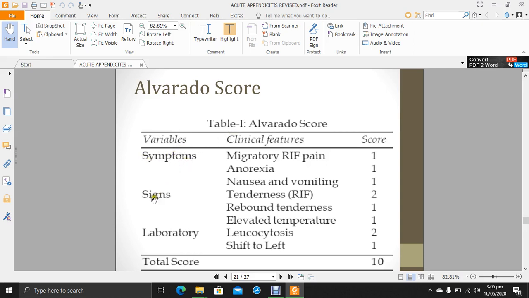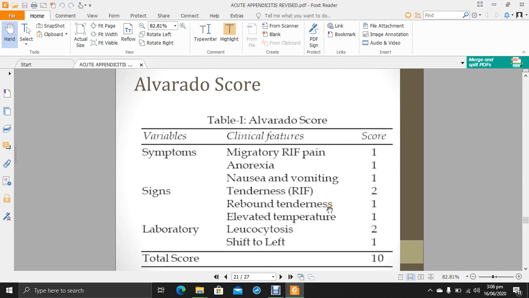So there are some symptoms, signs, and laboratory investigations. First of all, migratory right iliac fossa pain has 1 score. Anorexia 1 score. Nausea and vomiting 1 score. Tenderness in the right iliac fossa is quite significant. It has 2 score. Rebound tenderness 1 score. Elevated temperature 1 score. Leukocytosis has 2 score. And shift to the left, especially the polymorph, 1 score. So total is 10.